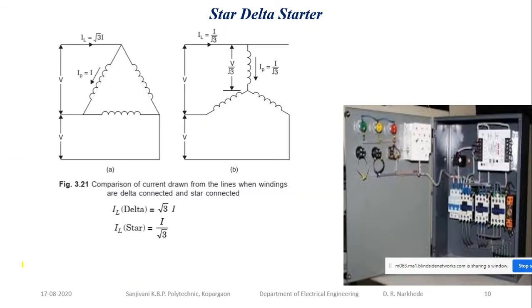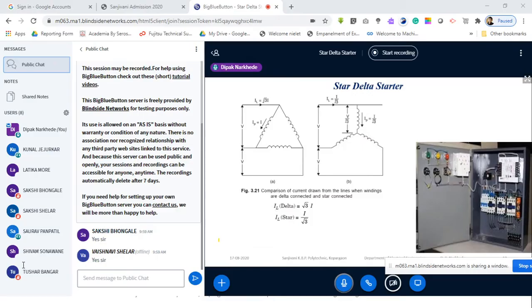Okay, so now we are going to discuss the basic concept of star and delta. What is meant by star? When you say the system is connected in star connection, what does it mean?